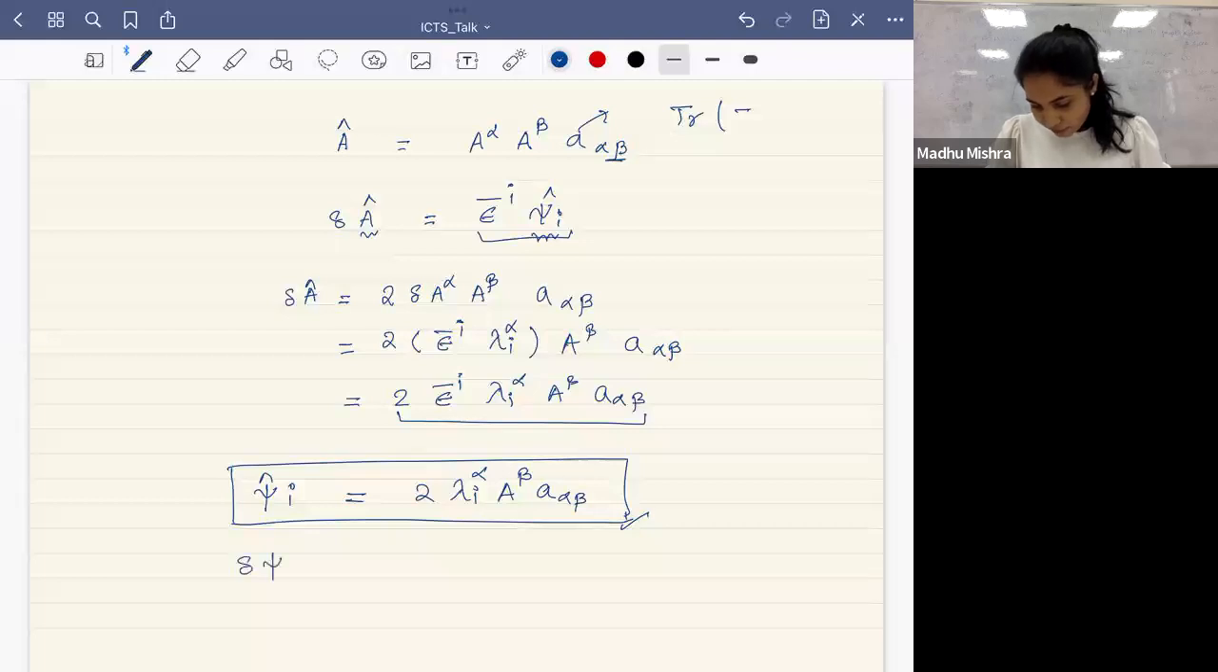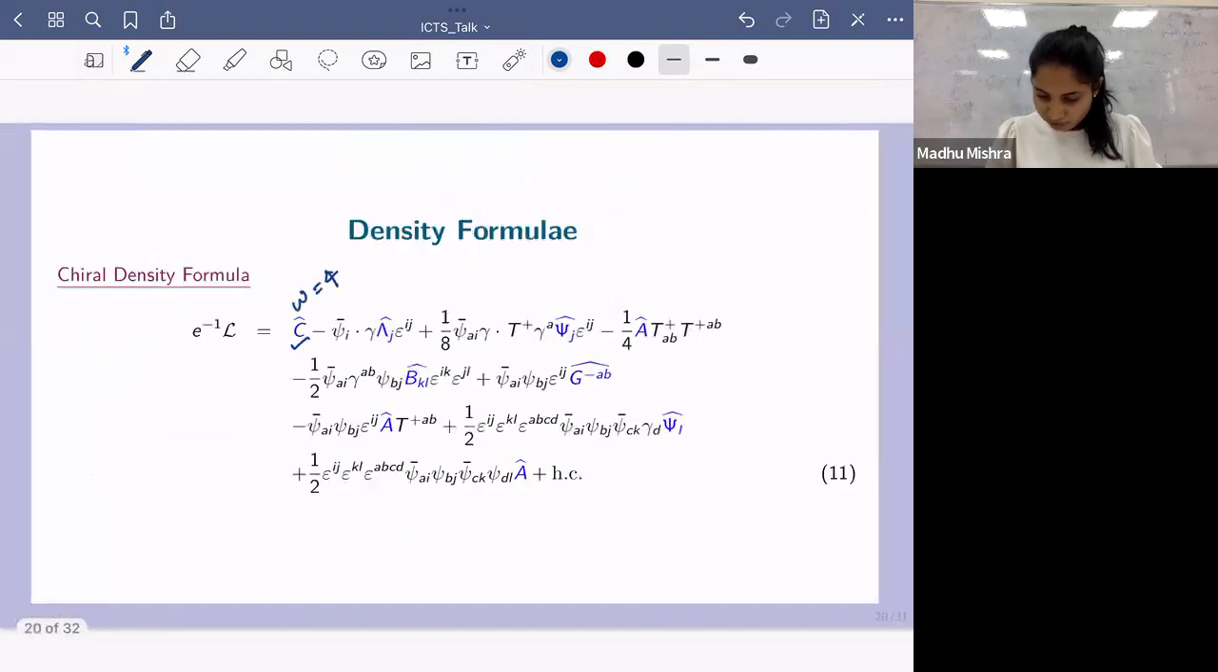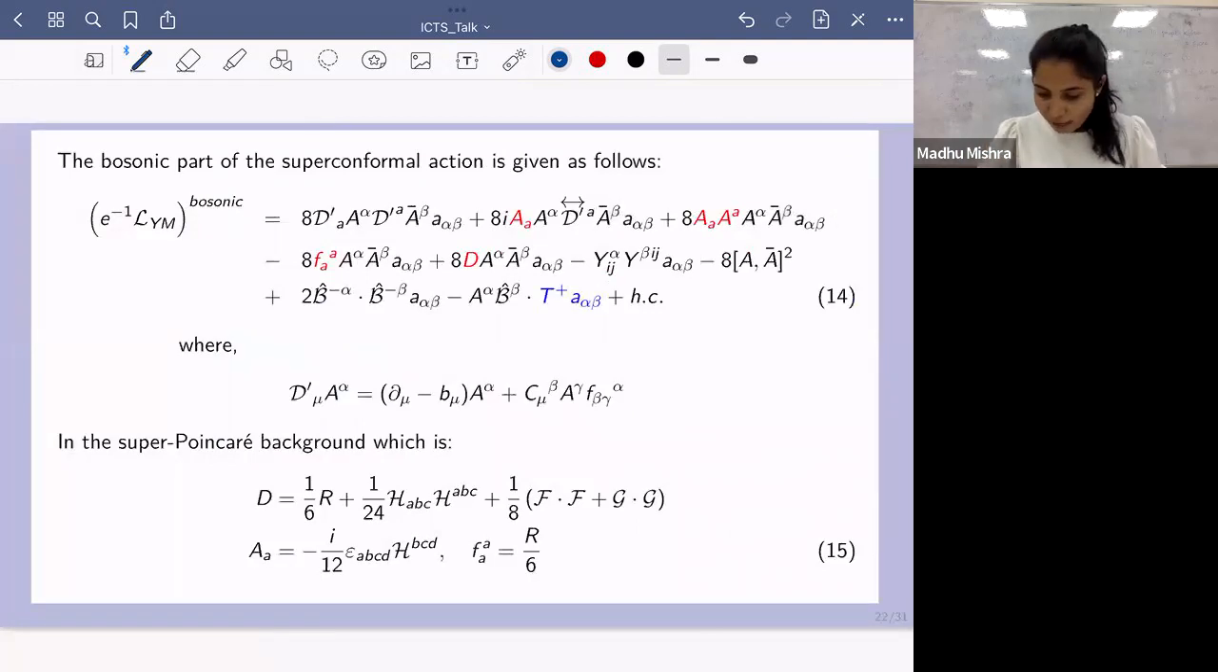Similarly, by successively doing this, we can also obtain B_ij and F_AB minus, and after doing further supersymmetric transformation, we can obtain C. Once we have C, we can write it in the chiral density formula, and what we will get is this. So this is the action for the Yang-Mills multiplet in superconformal theory. So we still have all the conformal symmetries, and we have supersymmetry. We have not gauge fixed yet. So what we will get is the Yang-Mills action in superconformal theory.